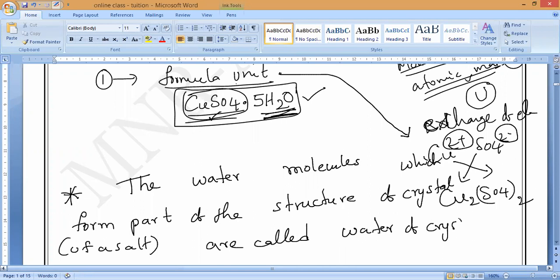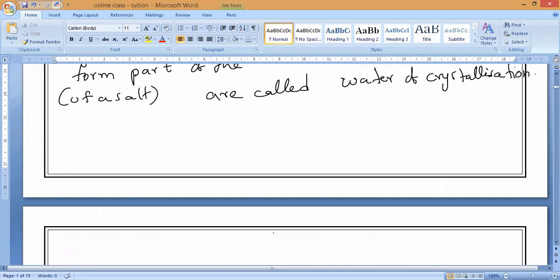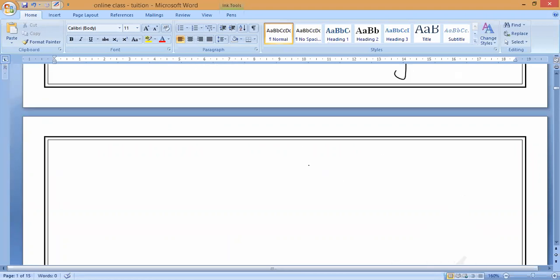Water of crystallization. Pranav, the salts which contain water of crystallization, what should we call them? These are called hydrated salts. Do all the hydrated salts have the same number of water molecules or a different number? Different numbers of water molecules. Understand? It is fixed in a particular type of salt.